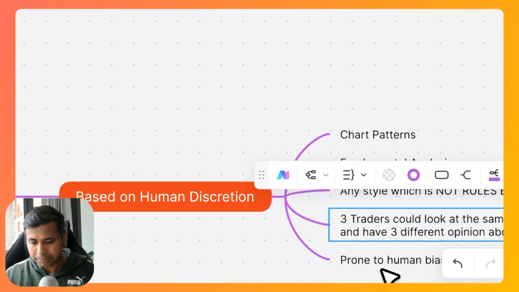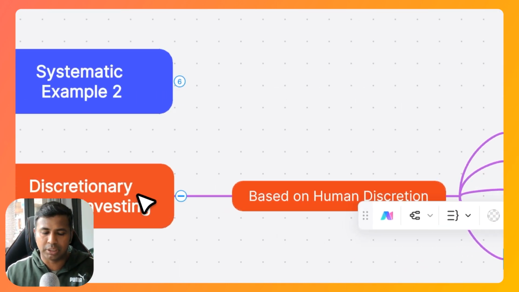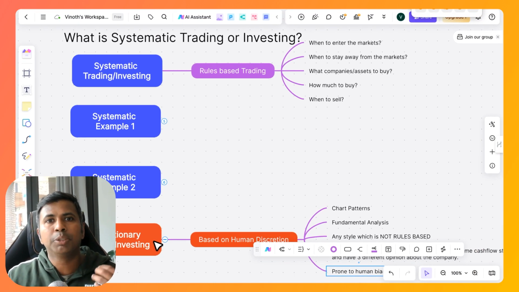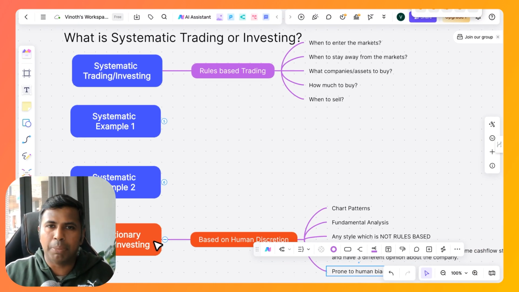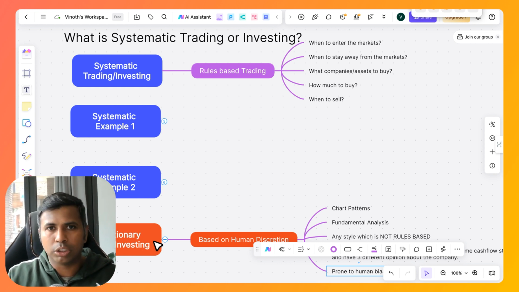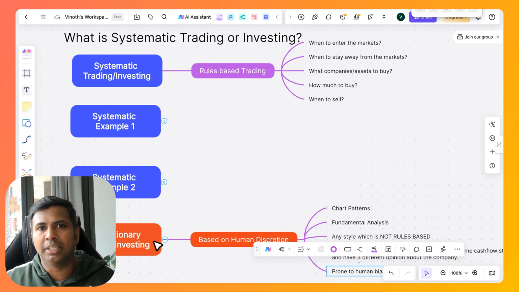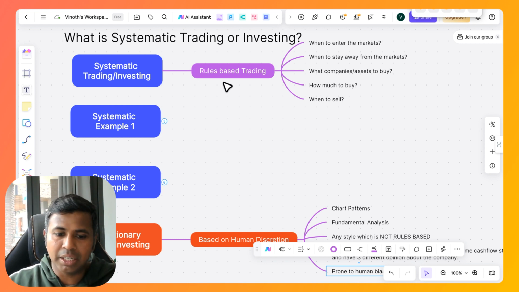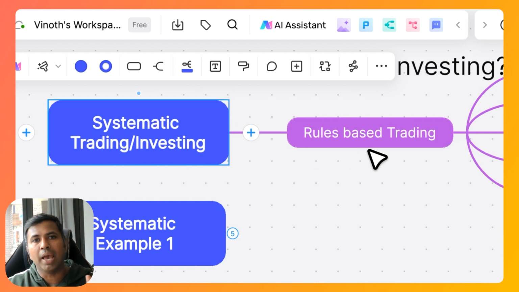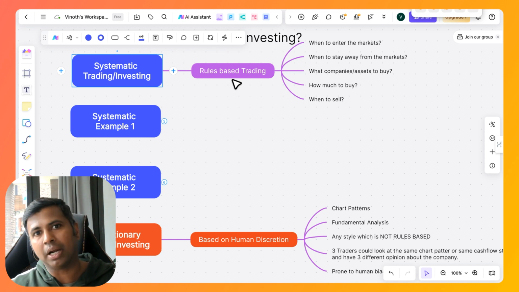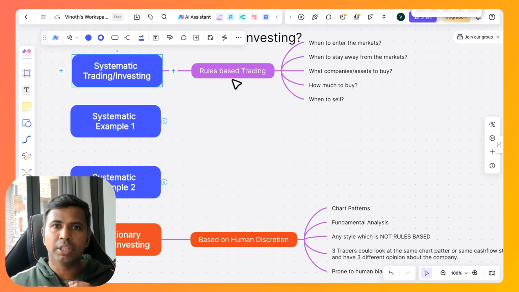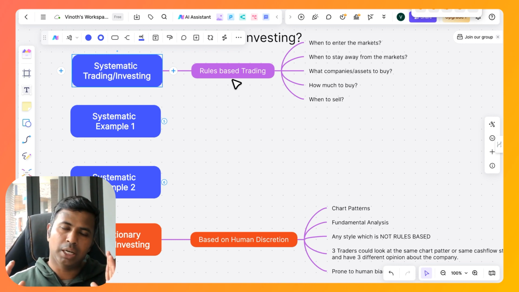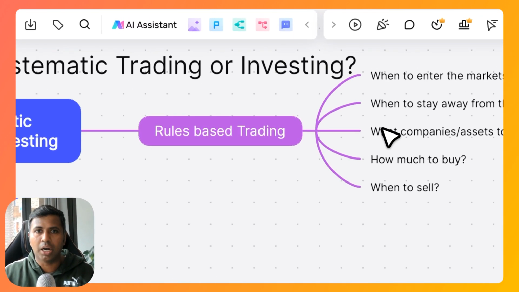One of the main disadvantages of this kind of discretionary system is that it is prone to bias. People tend to fall in love with the company that they are analyzing. They have sunk cost fallacies, because they have spent so much time analyzing, they tend to have some kind of bias towards those companies. All these biases won't be there in systematic trading because everything is governed by rules. The entry rules, when you have to be a participant in the market, when you have to stay away from the market, everything is defined by a set of rules.